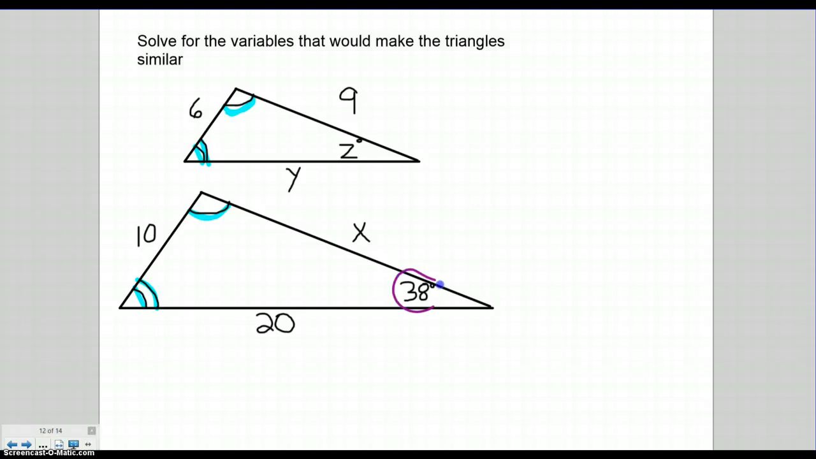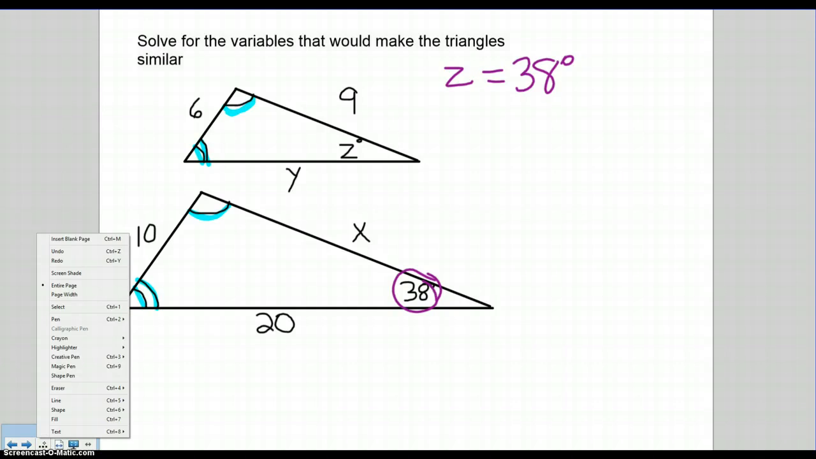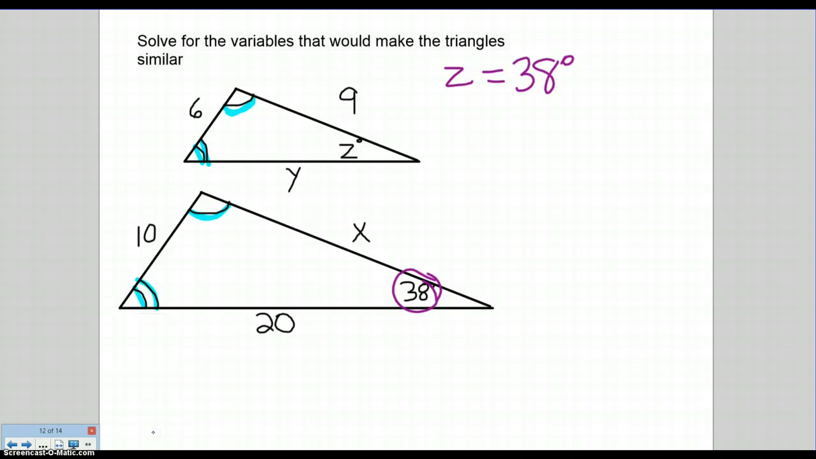Well, if you have 38 here, what is z going to be equal to? z is going to be equal to that third angle in the second triangle. So z is equal to 38 degrees. That's simple. So now that we know all 3 angles inside the triangles are congruent, we're going to look at our side lengths. We have a 6 and a 10, one set of corresponding side lengths already given. So that's going to be the first step of our proportion.